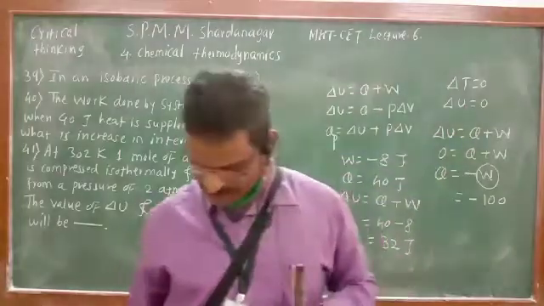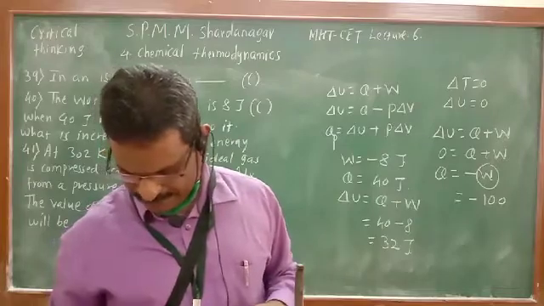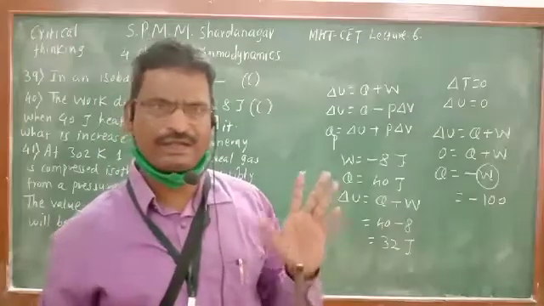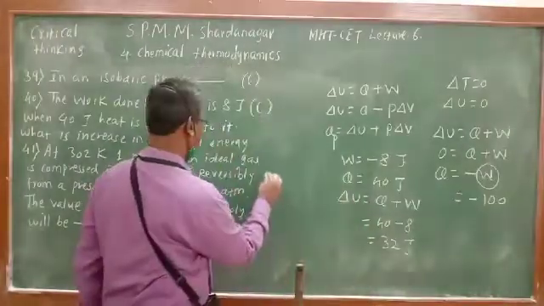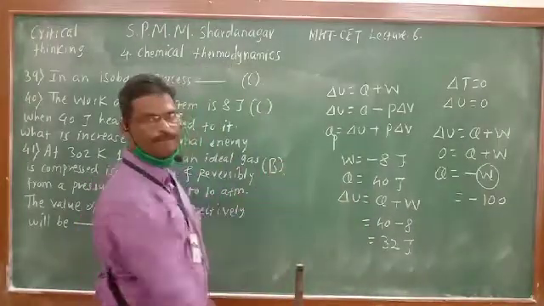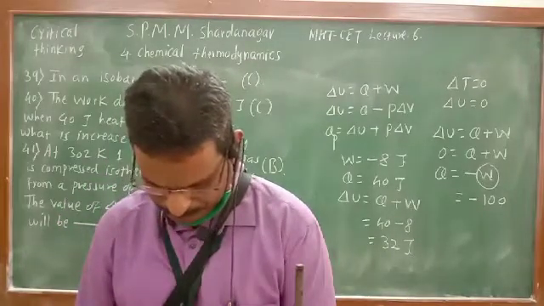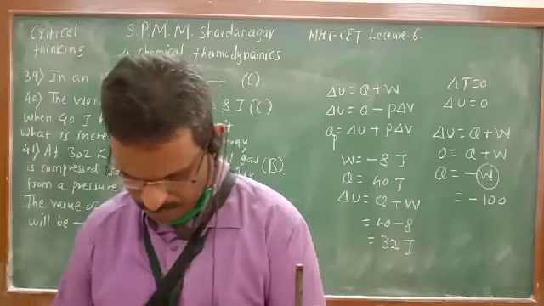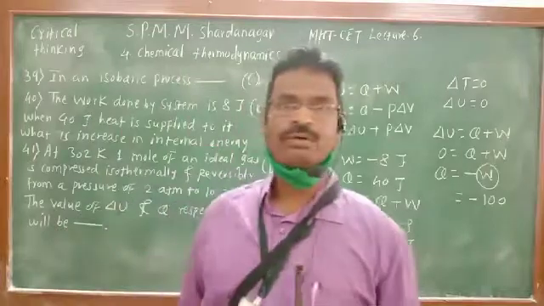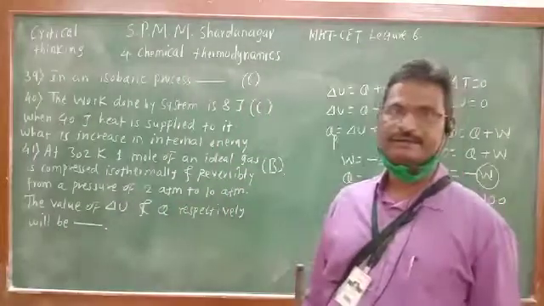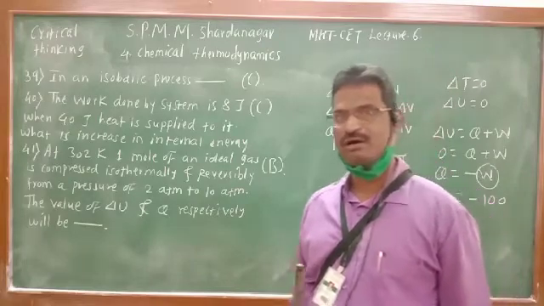They have given the four options. Option A 0, 965 calorie, and so on. So without any calculation we can find out the correct option. B is the correct option for question number 41. So with that we will stop the questions based on internal energy and first law of thermodynamics.